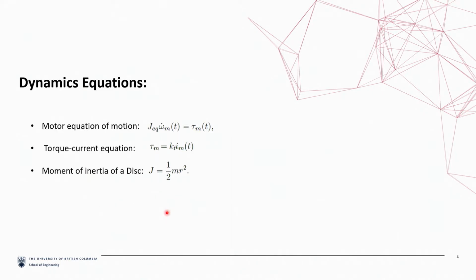Next we discuss the equations governing the mechanical components of the system and also how they relate to the electrical circuit. So the motor follows this equation. You have the JEQ, which represents the equivalent moment of inertia of all the three components. And also we have the torque of the motor and also the angular acceleration of the motor. In the second equation, we see how the torque of the motor relates to the current that is applied to it. The equivalent moment of inertia in the first equation is basically the summation of the individual inertias of the motor, the hub, and the disc.